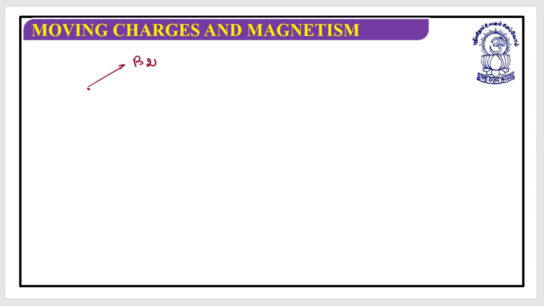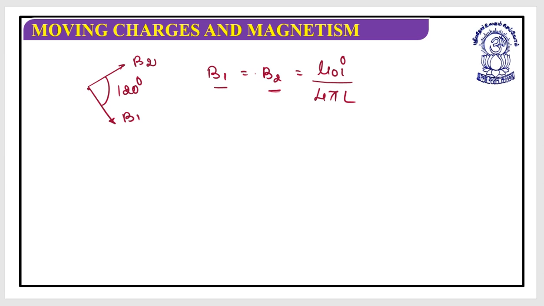This was B2, this was B1. This angle was 120 degrees, and B1 and B2 magnitude-wise were mu naught I by 4 pi L. So to find out the B net, look at this. Two vectors are there having the same magnitude. I need to find out B net.